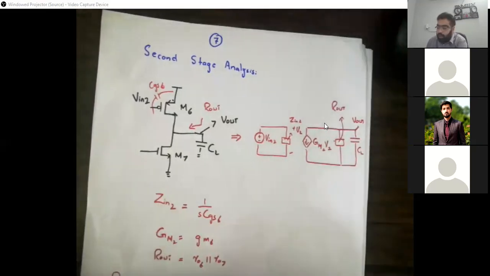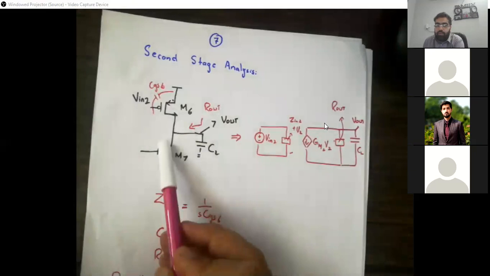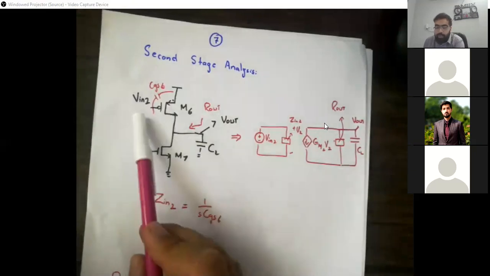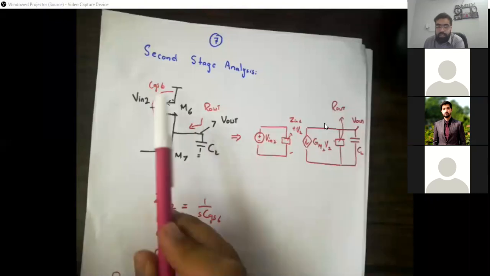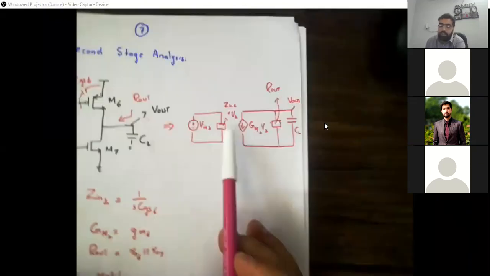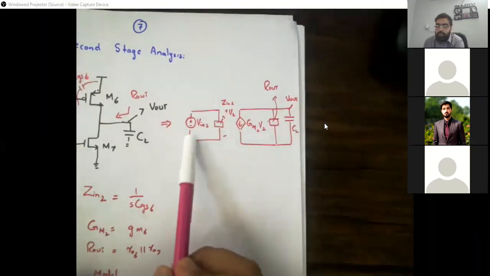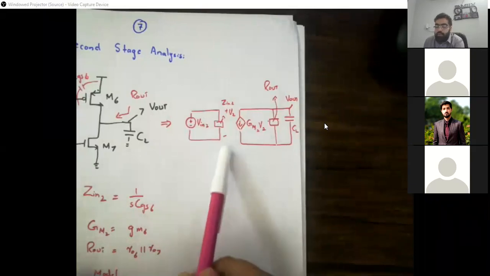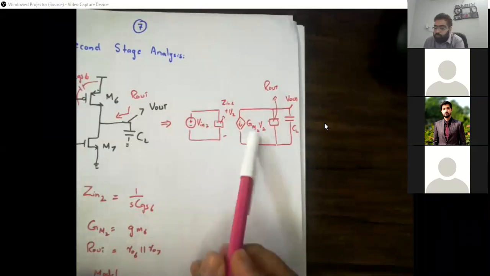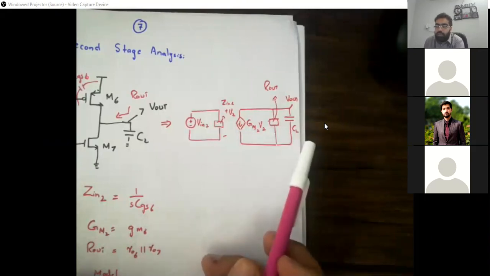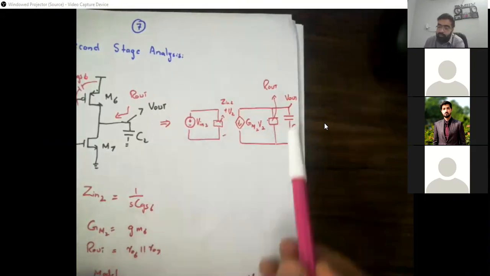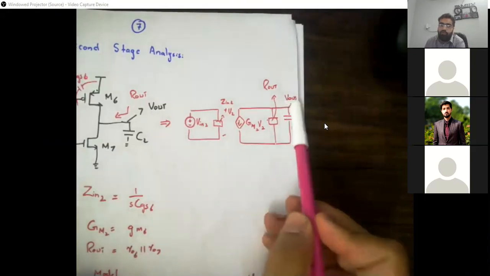Second thing, there's going to be R out, and there's going to be some GM. GM we all know is going to be GM6. R out will give some value, and this will be the input impedance. So the circuit is going to be VN2, ZN2, GM2 V2 times R out in parallel with some load CL, which is given to us. That factor will be overall V out for us.